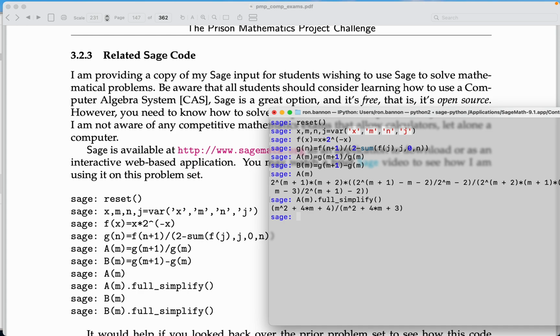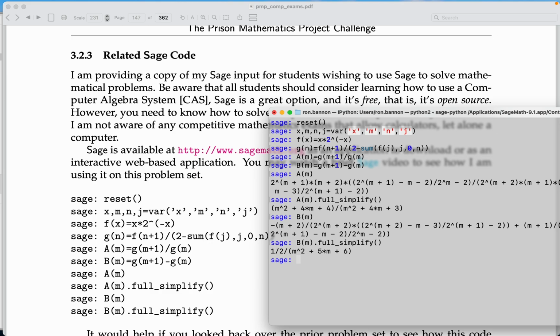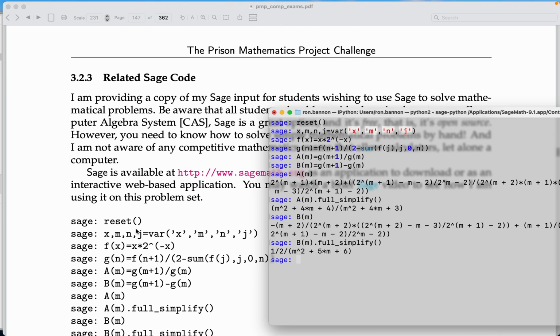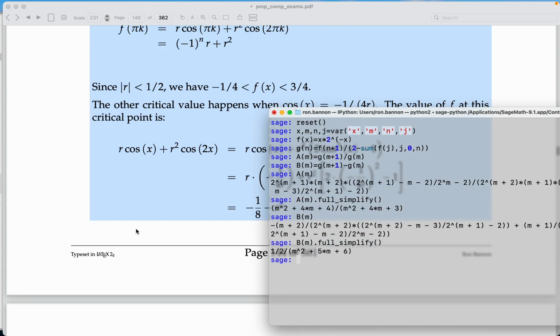Let's do b m. Whoops. That looks pretty complicated too. So I'm going to do the same thing. I'm going to do full simplify. Wow, got it. So where's this coming from? Let's go over that.